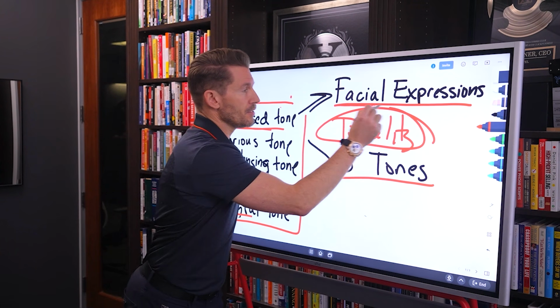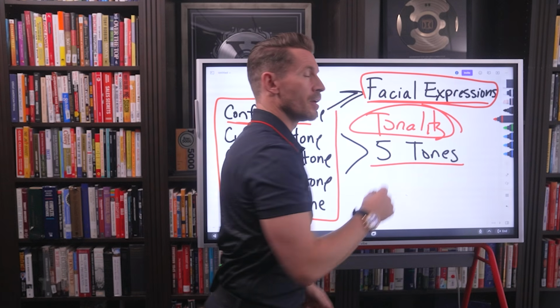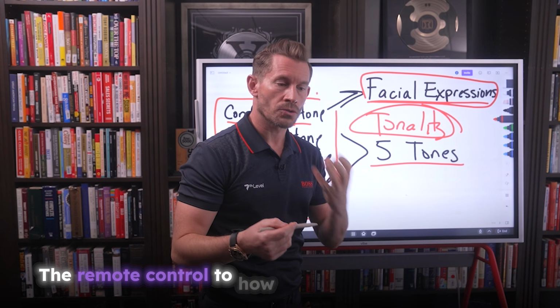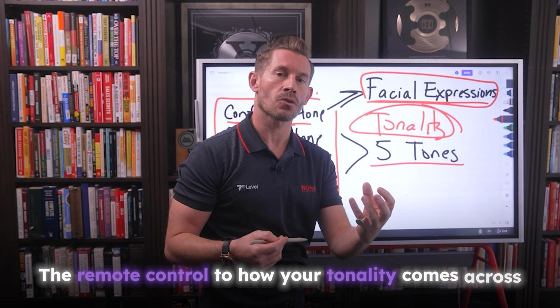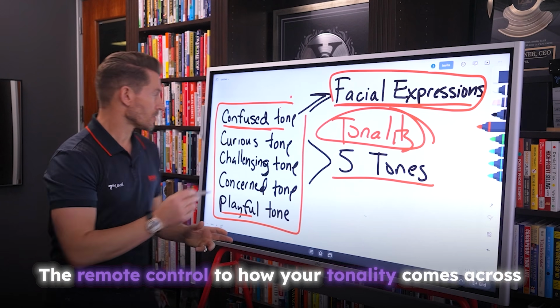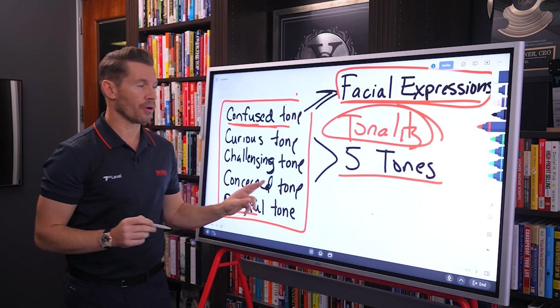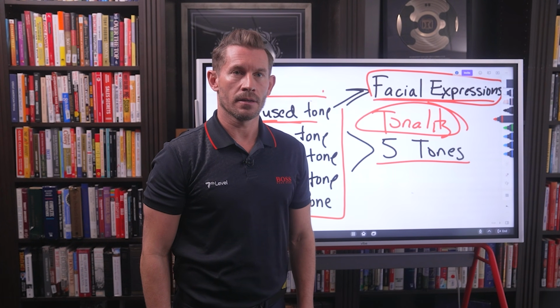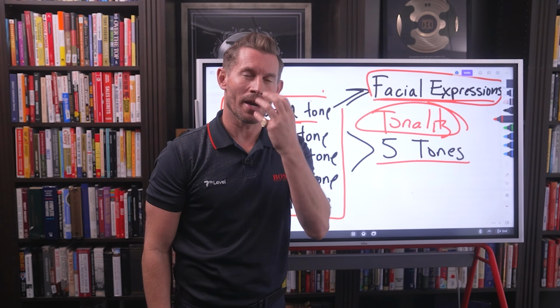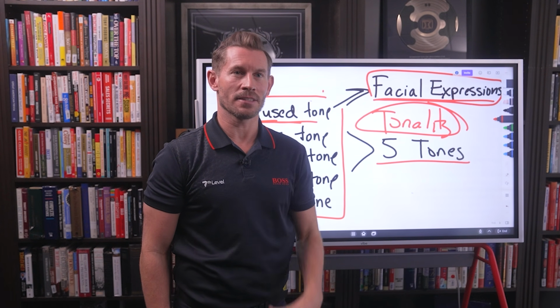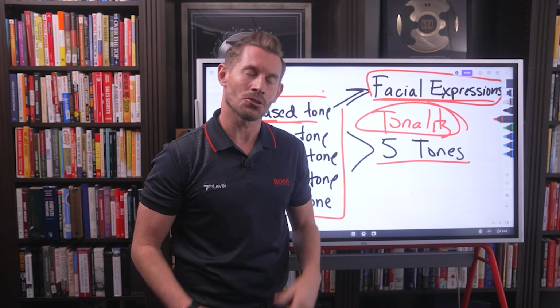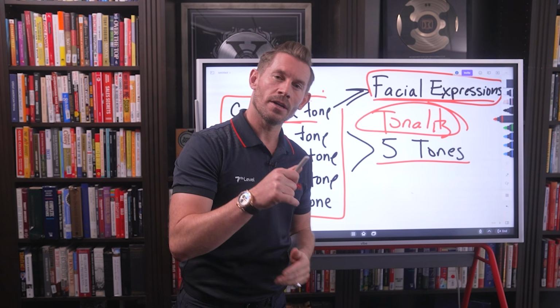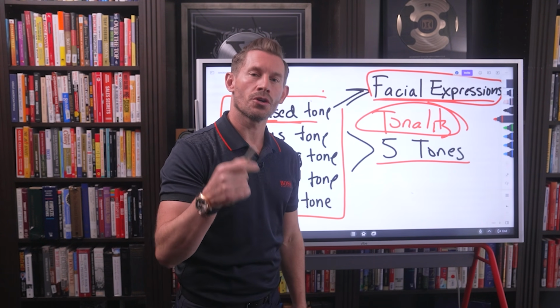So your facial expression, write this down, is the remote control to how your tonality comes across to the prospect. So if I want to have a confused tone, I can't sit here like this. How do you mean by, you try it right now. Try to have a confused tone and keep your face dead still like this. You can't do that. In fact, a lot of people ask me, where did you learn tonality?